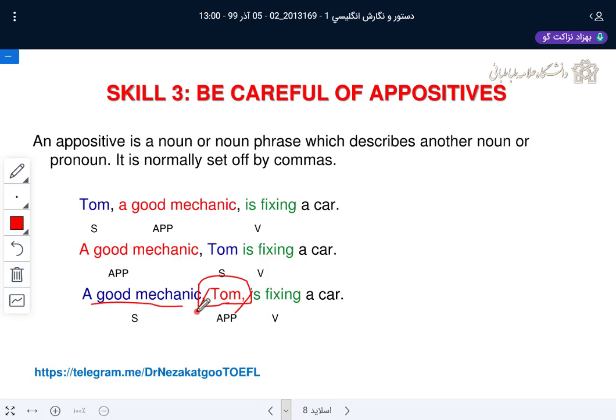I do apologize, I made a mistake. When we drop this, it is essential. It means that I have one mechanic, and that one mechanic is Tom. If there are commas there, it means that I know a good mechanic among many mechanics, and this mechanic is Tom. It means that there are some other mechanics there.